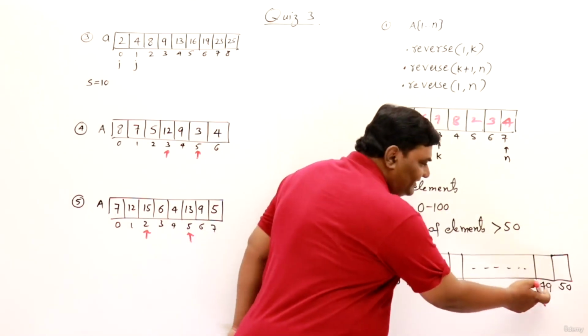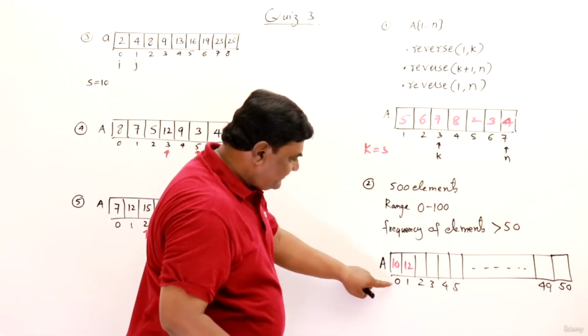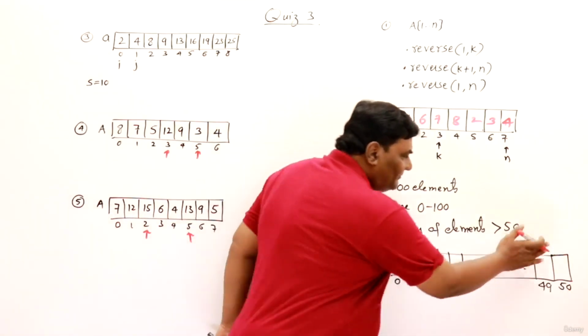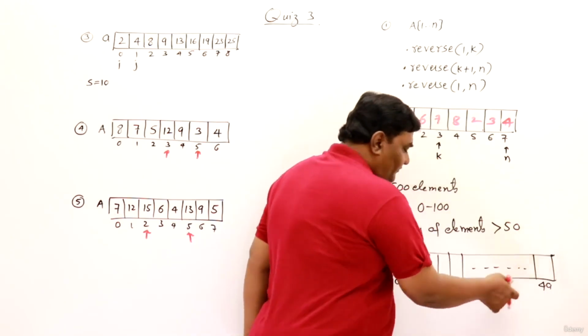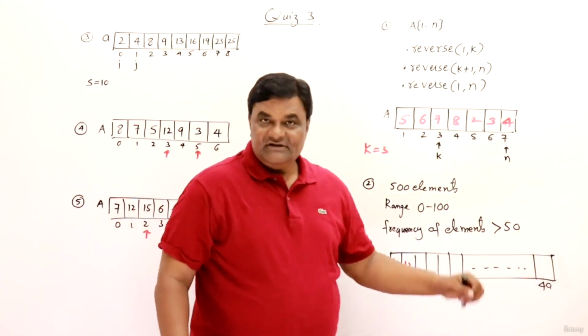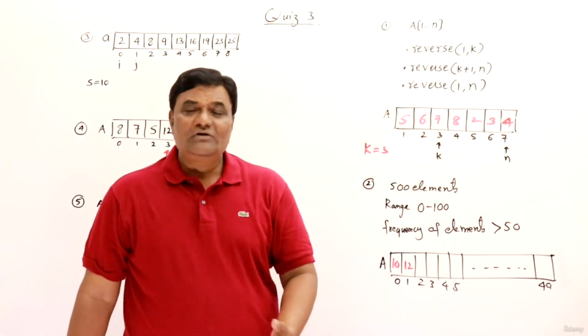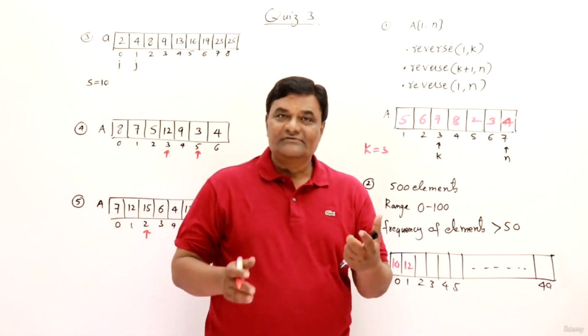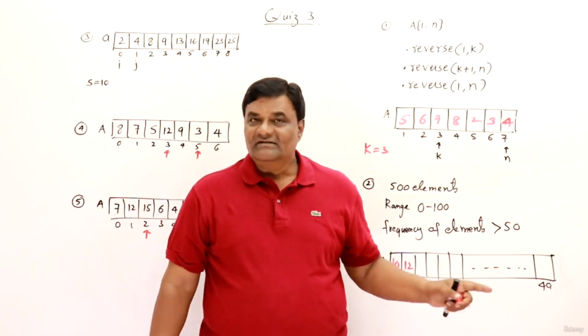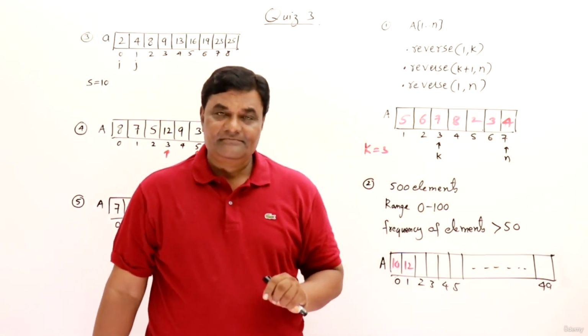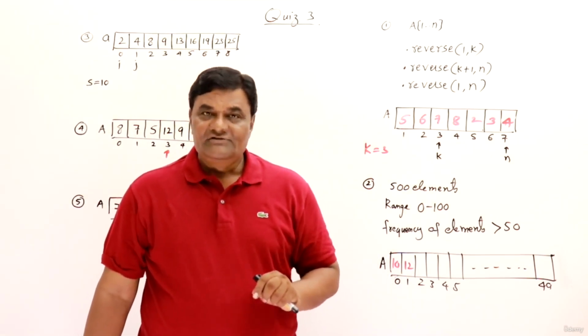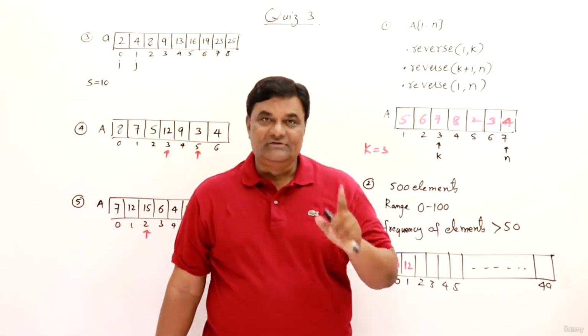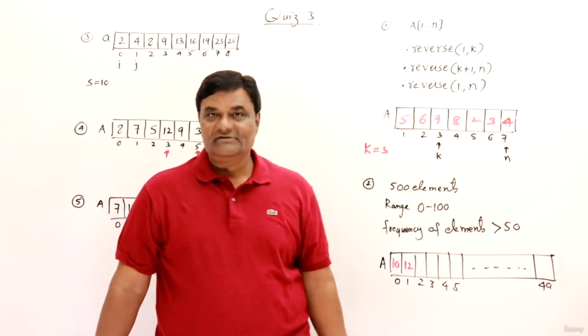So I have taken up to 50. If you don't want to start from 0, you can start from 1 also. But if I remove this, that is from 0 to 49, total what is the size of the array? 50. Because we want only those frequencies whose value is greater than 50. So the answer is 50. If you relate it with the marks, it's easy to understand. So that's all with the second question.